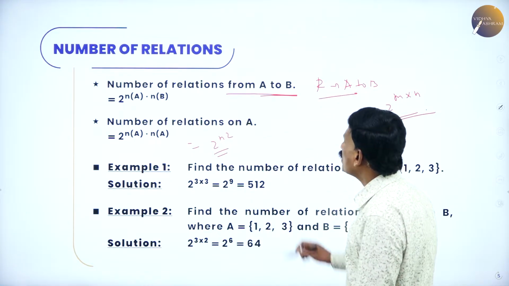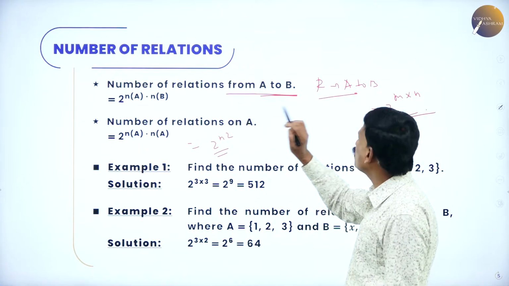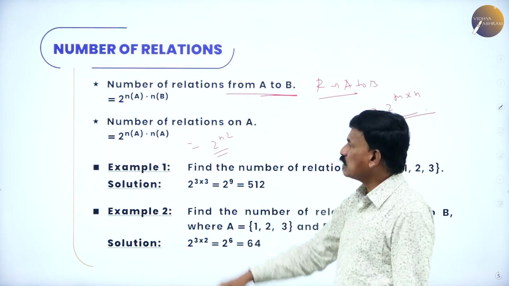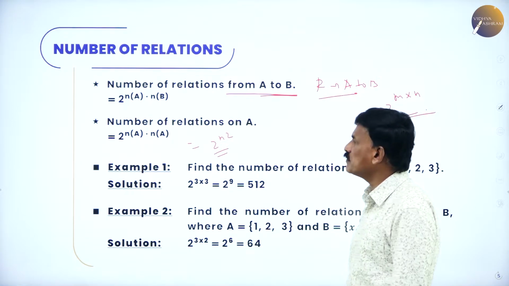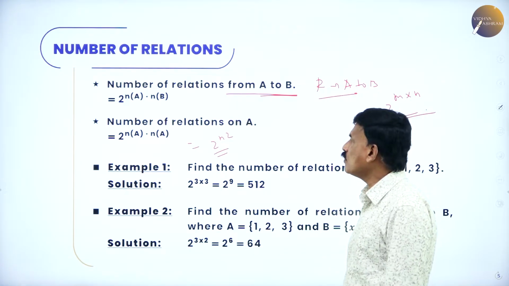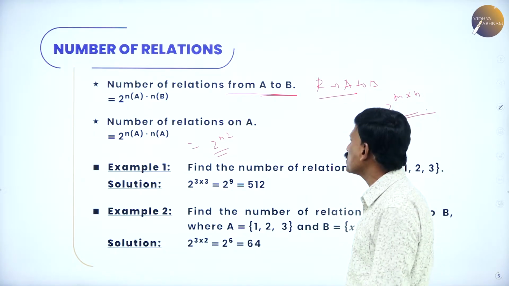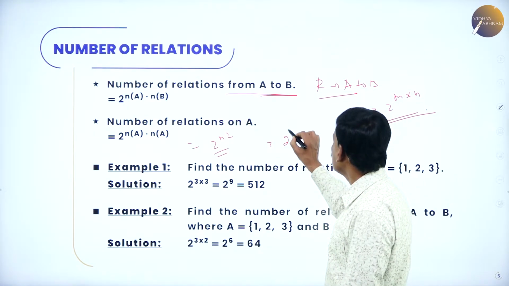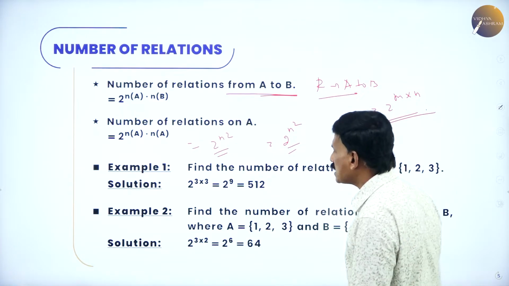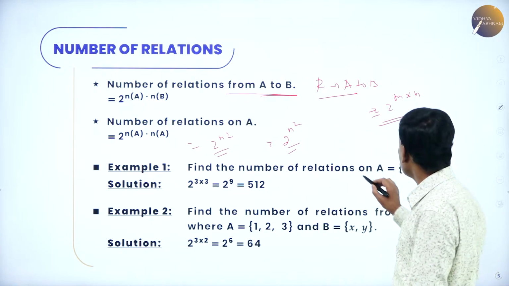Okay. So, the number of relations from A to B is 2 to the power of m into n, and the number of relations from A to A itself is 2 to the power of n(A) into n(A), which is nothing but 2 to the power of n into n, that is 2 to the power of n square, right. Now, let us take an example. This is a very important concept for 1 mark.